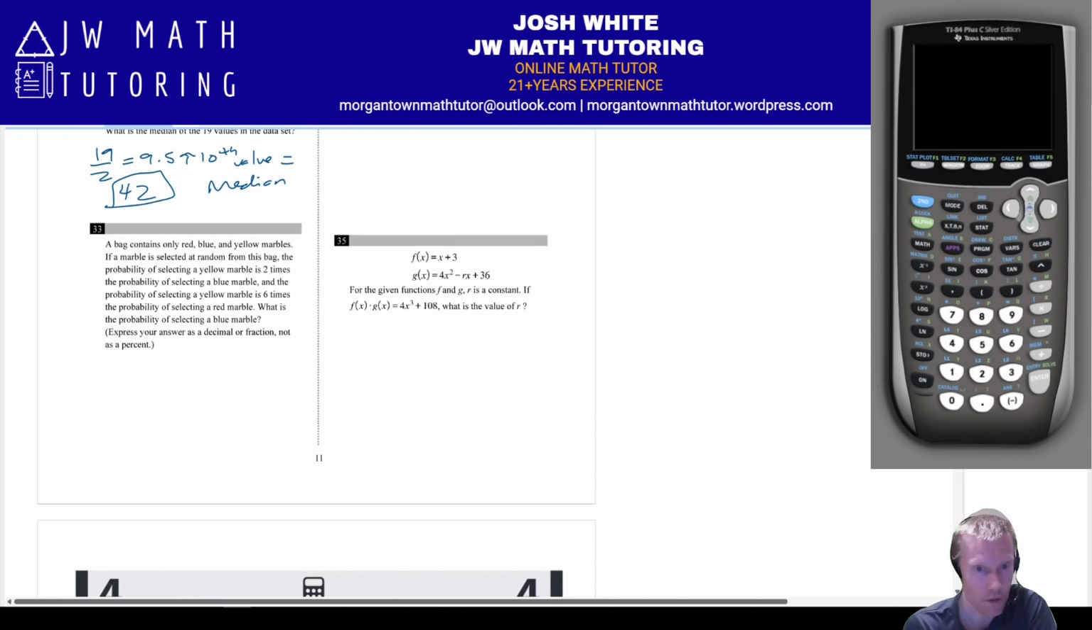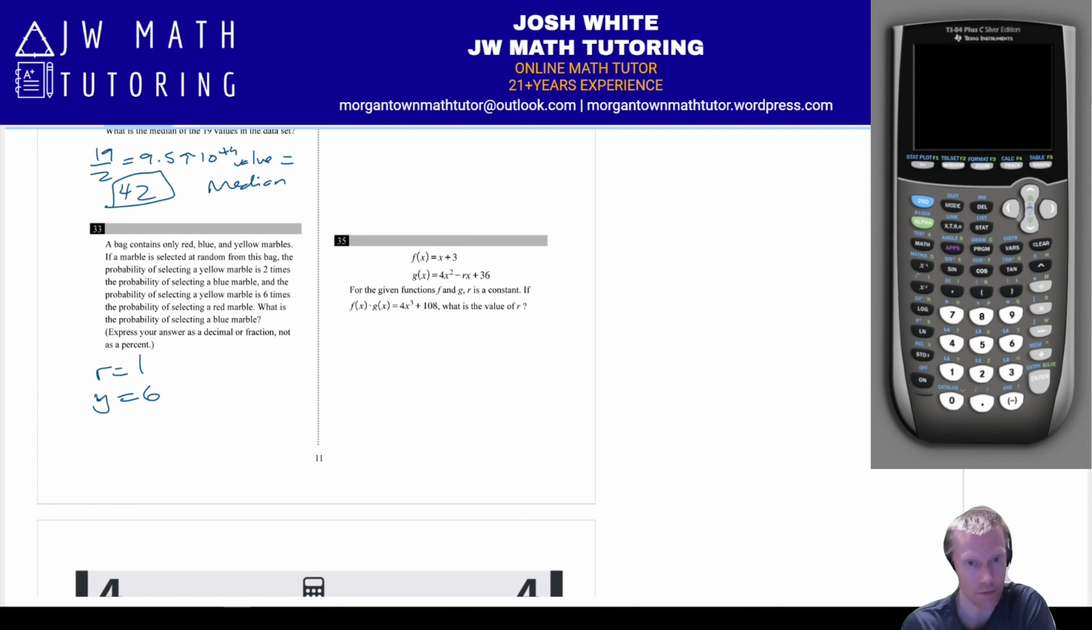For 33, you have a probability question here. So you've got red marbles, yellow marbles, and blue marbles. The easiest way that I found to do this was just to use picking numbers. So if you notice here, it tells us the probability of a yellow marble is 2 times the probability of a blue, and the probability of a yellow marble is 6 times the probability of a red. So I said, okay, let's say there is 1 red marble. There would have to be 6 yellow marbles in the bag for the probability to be 6 times as much.